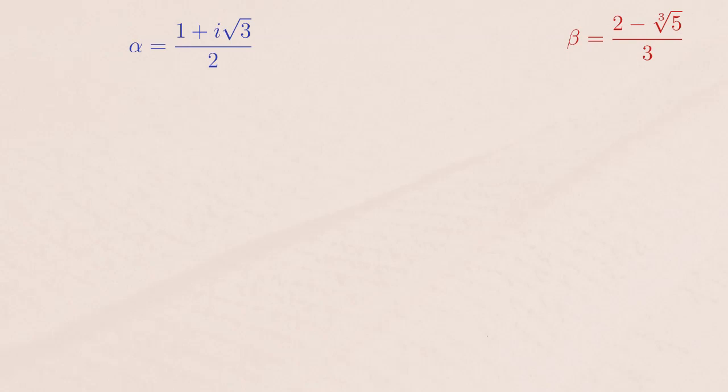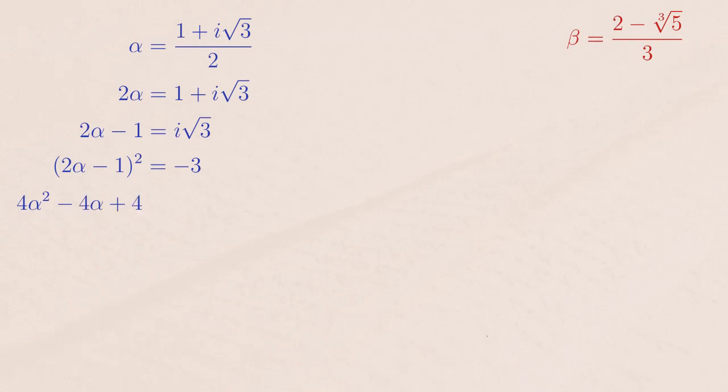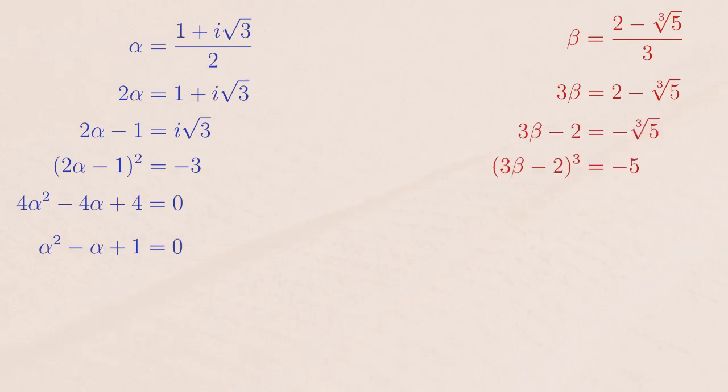So for example, on the left, I might start off by multiplying both sides by 2, and subtract 1 from both sides, square both sides, and now I'll rearrange this to get all the terms on the left. And finally, I'll divide out by this top coefficient. So we have a monic polynomial in which all coefficients are rational, satisfied by alpha. On the right, I might multiply by 3, subtract 2, cube both sides, rearrange again, and divide out by that top coefficient.